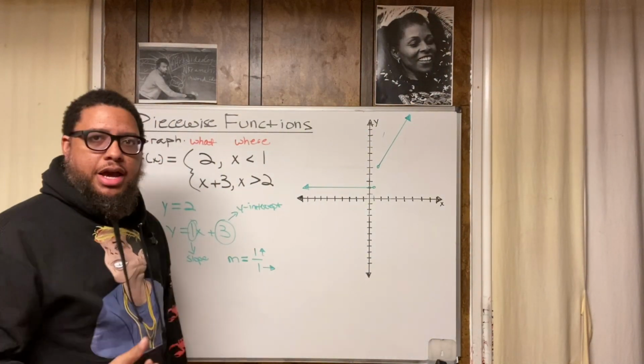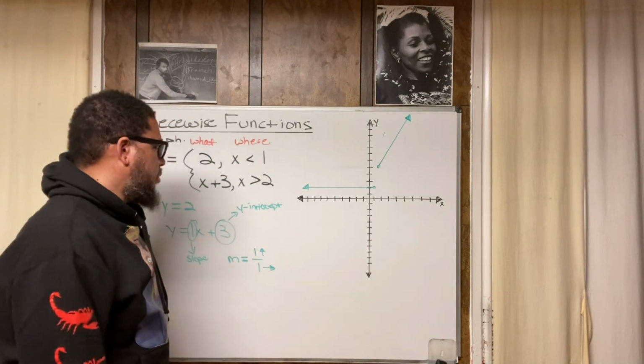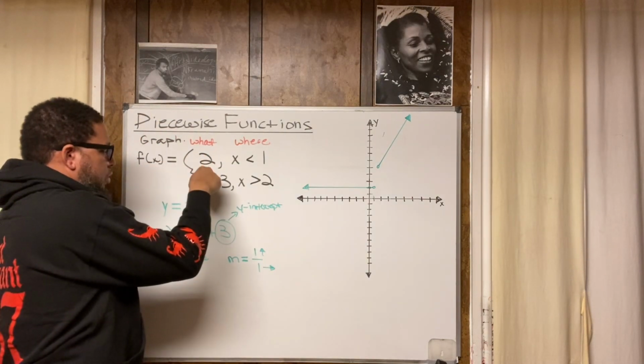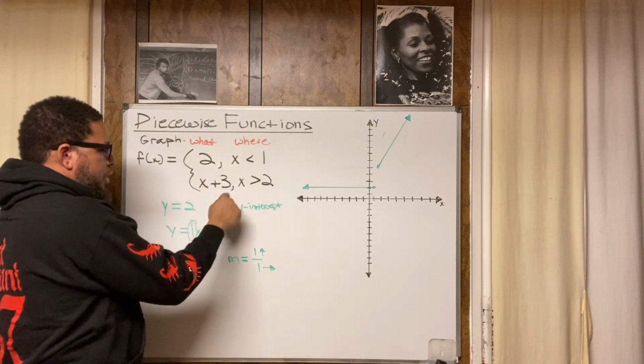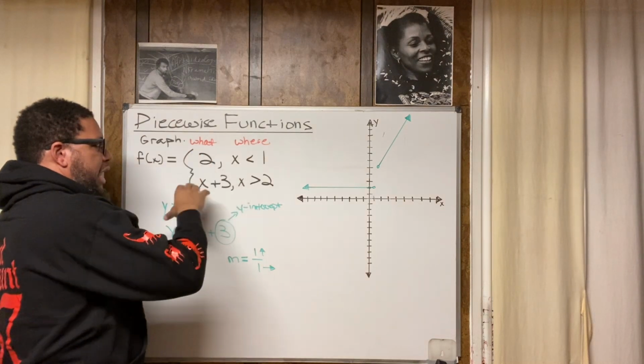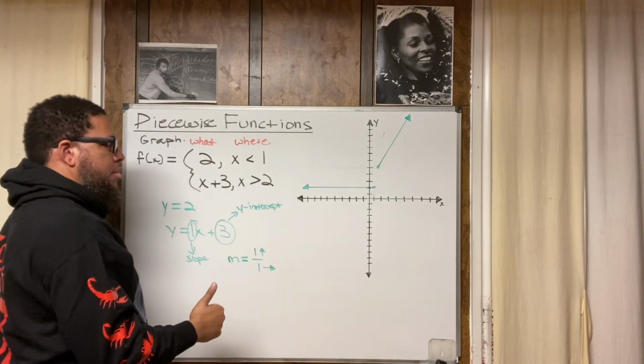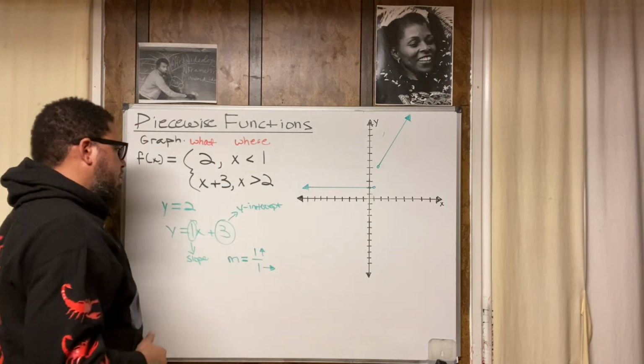So this is how we graph the piecewise function. All right. We started out with two functions. F of x is equal to 2, and f of x is equal to x plus 3. And we graphed a piece of each of those functions.